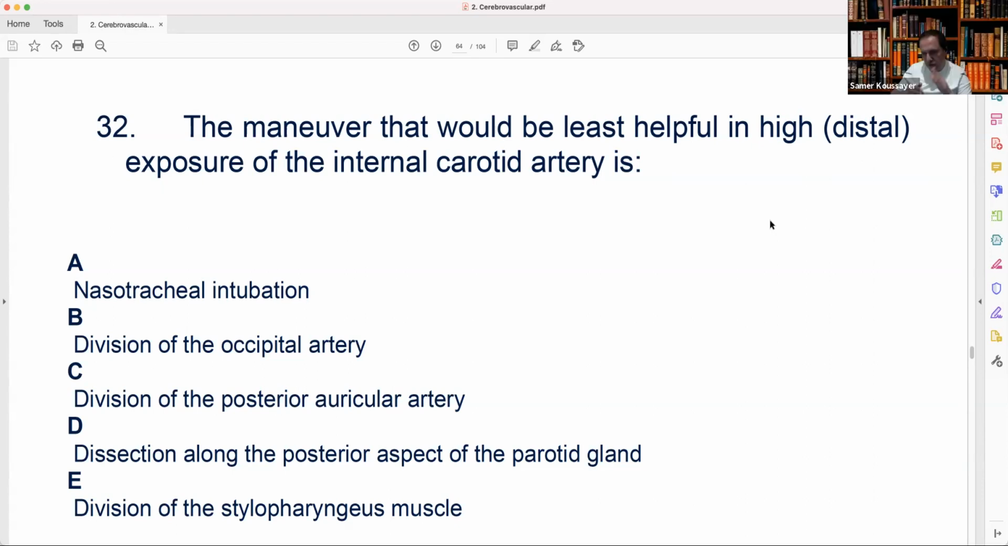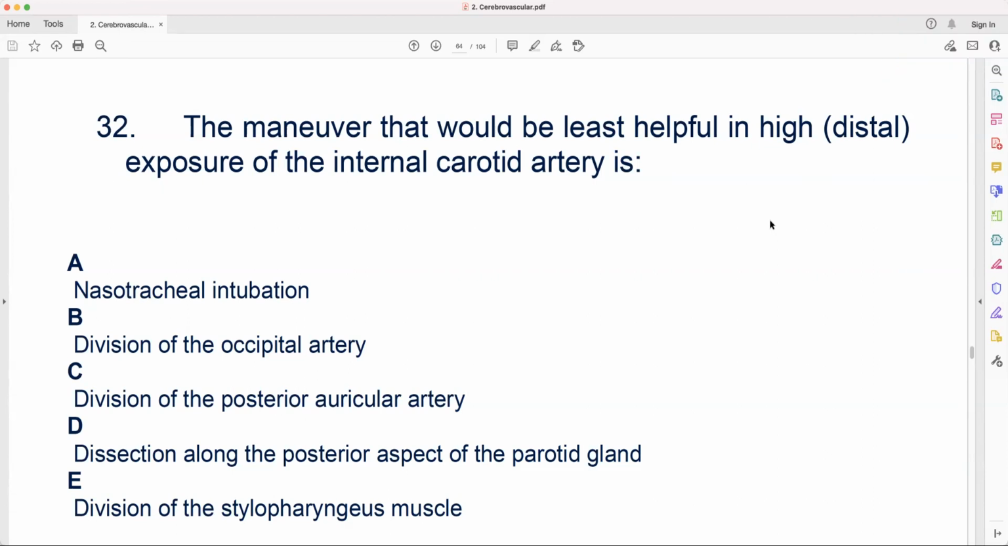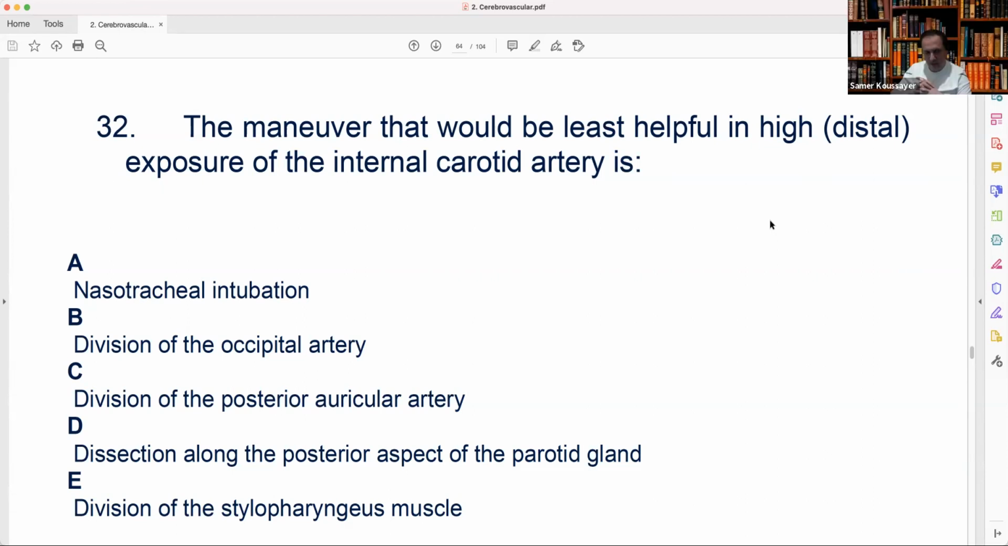So this will help you, because again, you can see it in surgery. Remind me one time if we do a carotid and I'll show you. It crosses the internal carotid. So if you divide it, it will help you to go really higher. So this is one of them.